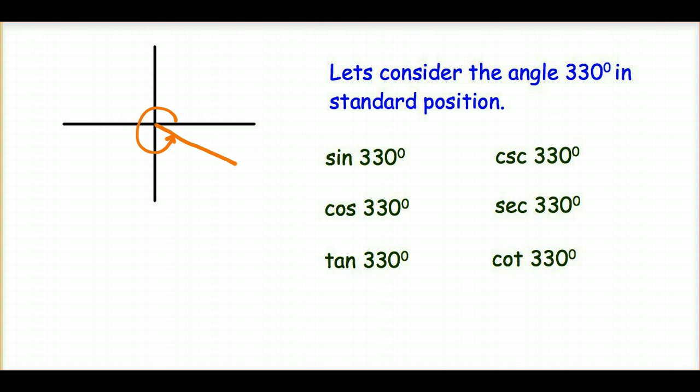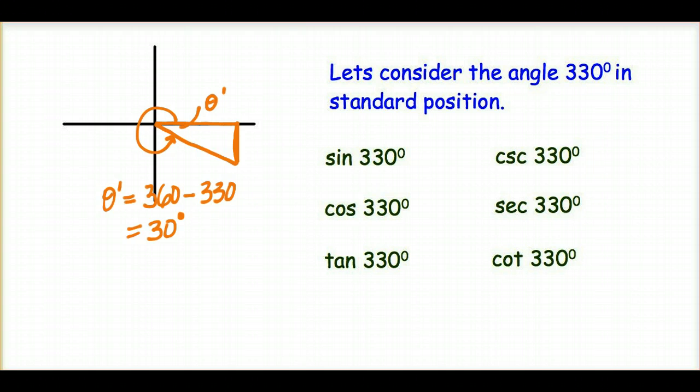Again, we don't have a right triangle to work with there, so that's where the reference angle comes in. From the terminal side, we'll draw to the x-axis, and now we have theta prime. We also have ourselves a reference triangle. So theta prime is going to be 360 minus 330, or it's going to be 30 degrees.